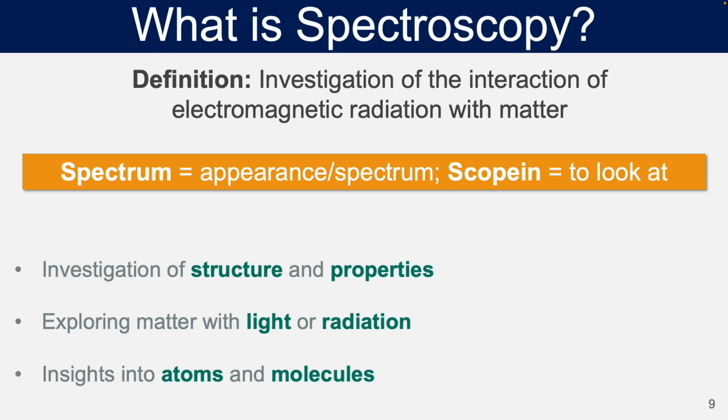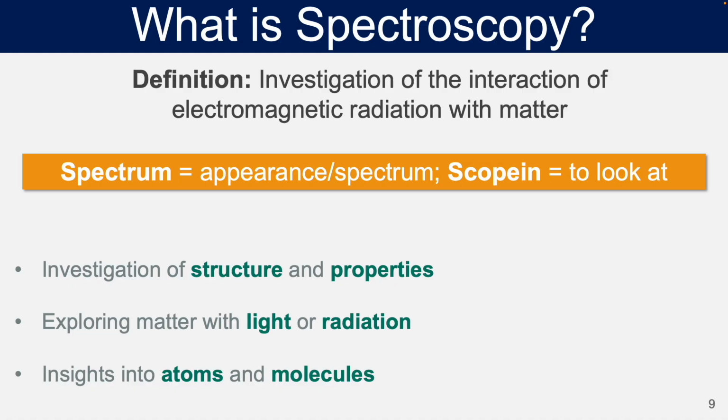Spectroscopy. What is spectroscopy? Spectroscopy is the study of how electromagnetic radiation interacts with matter. That might sound abstract, so let's break it down. We shine light, or more broadly, radiation, on matter. The matter responds: it absorbs, it emits, it scatters. By analyzing that response, we learn about structure and properties at the atomic and molecular level. In short, spectroscopy is how we use light to make the invisible world visible.